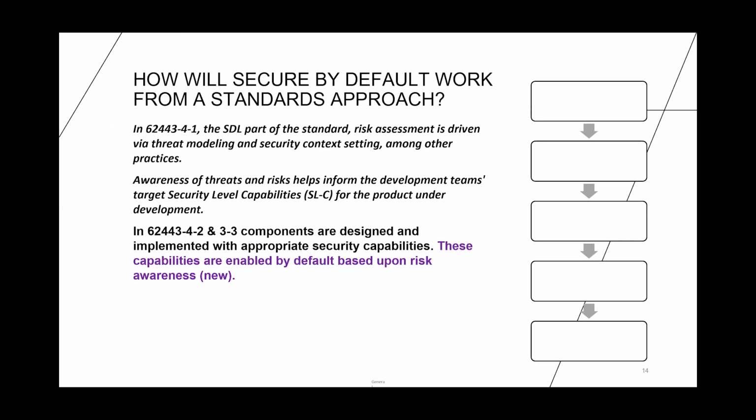So how's it going to work? I've already mentioned that in the standard, we have threat modeling, we have security context setting, which gives us those generalized risks. The fact that we are aware of this allows us to determine the security capabilities that are necessary to answer those risks. And then the piece that we need to add to the standard is, okay, if you're aware of a risk, you need to address the risk in the product you're putting out the door by default. Not you have a capability and the asset owner is responsible for figuring out if they're exposed to the risk. Just enable that capability.